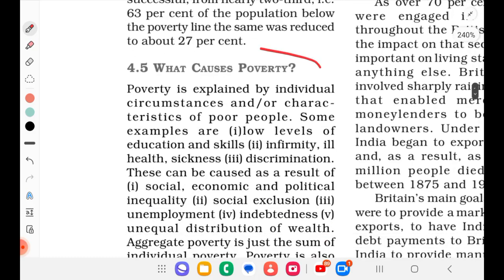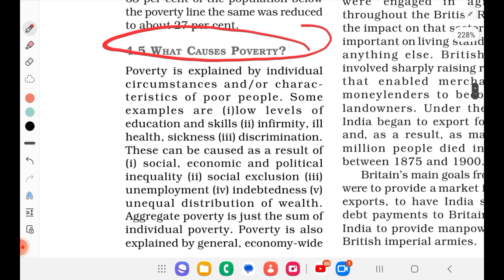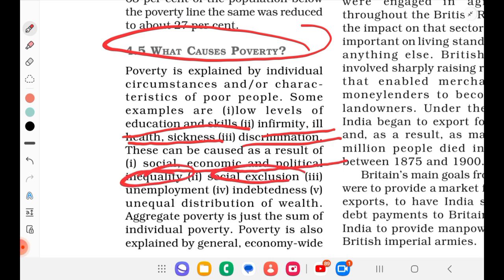What causes poverty? Poverty is explained by individual circumstances and/or characteristics of poor people. Some examples are low level of education and skill, infirmity, ill health, sickness, discrimination. These can be caused as a result of social, economic, and political inequality, social exclusion, unemployment, indebtedness, unequal distribution of wealth. Aggregate poverty is just a sum of individual poverty.